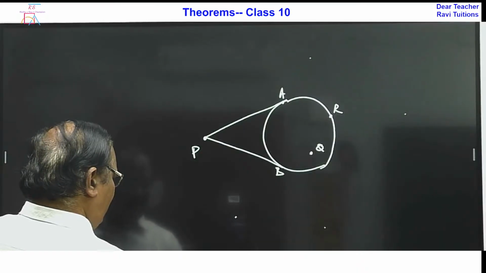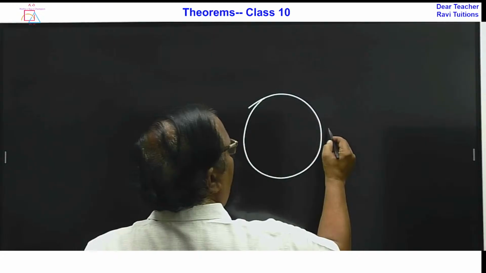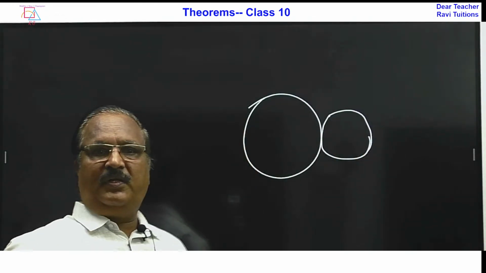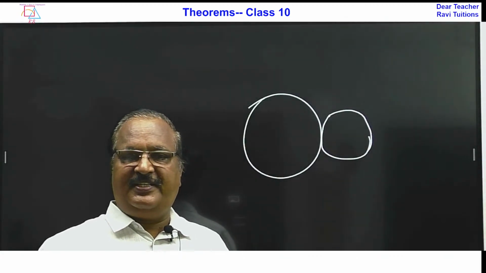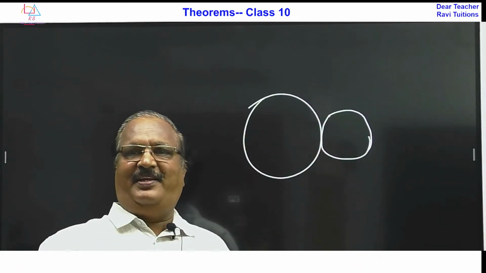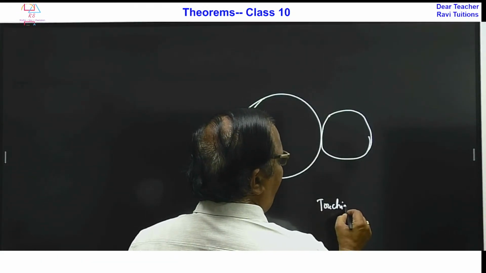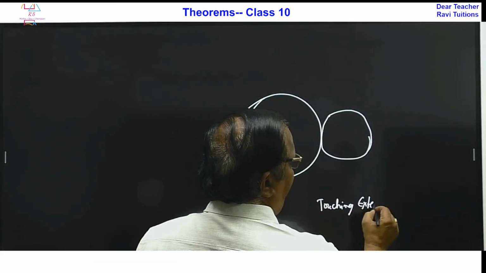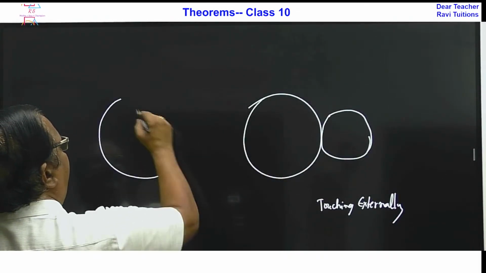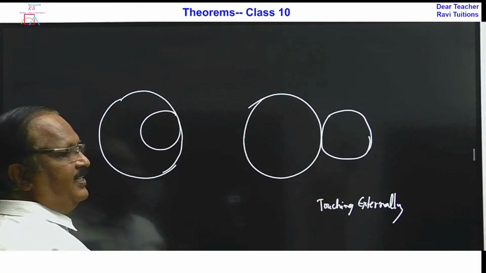So there is one more case. There are two circles touching each other. We say that these are touching circles, touching externally. Touching means only at one point, touching externally. So what is internally? This is internally, touching internally.